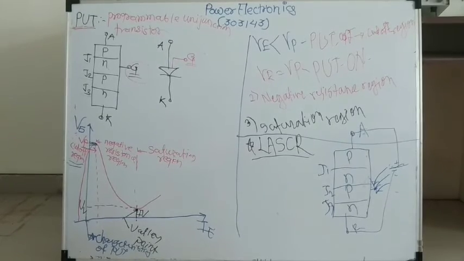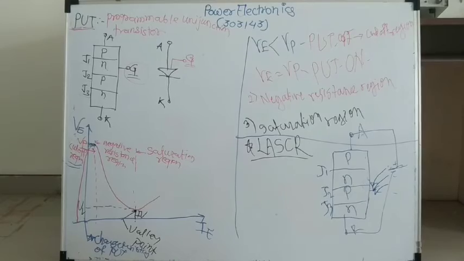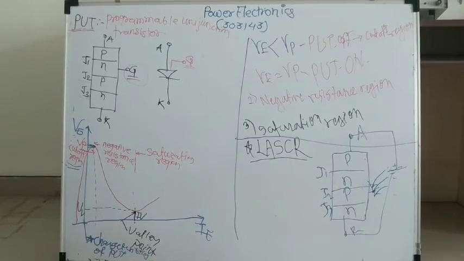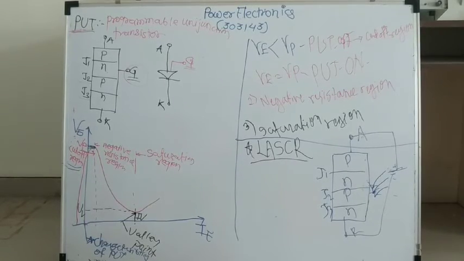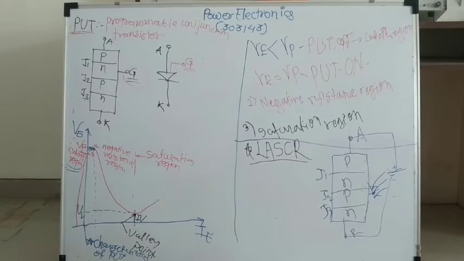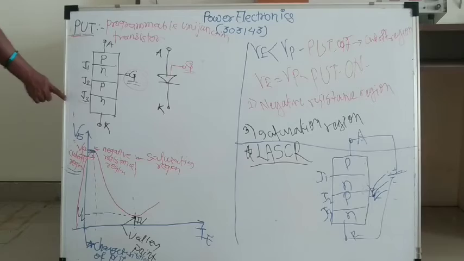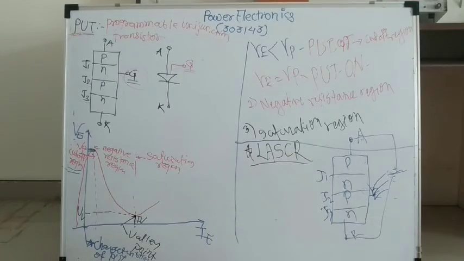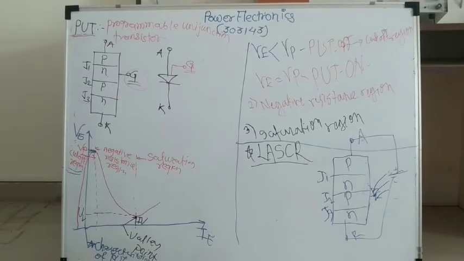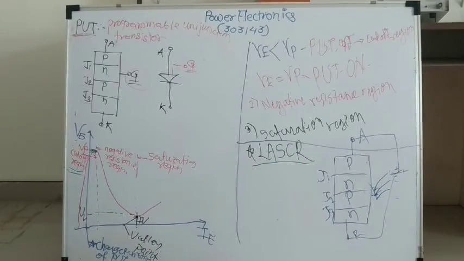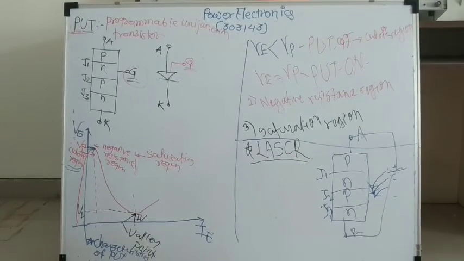Now in UJT only one junction is there. Which junction? That is the PN junction, we learned in the previous lecture. And in PUT, here we will observe junction J1, junction J2 and junction J3. 3 junctions are there. This is the basic difference. The main difference is that in UJT only one junction is present, and in PUT 3 junctions are present.